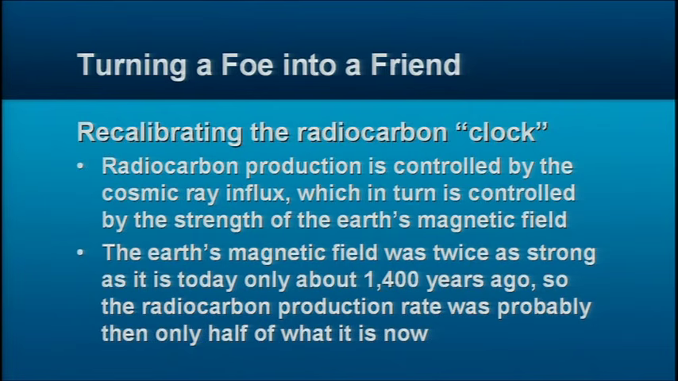What about radiocarbon? Remember, radiocarbon production is controlled by the cosmic ray influx, which is in turn controlled by the Earth's magnetic field. If the Earth's magnetic field was twice as strong 1,400 years ago as it is now, which other evidence indicates it was, that means the radiocarbon production rate was half of what it is today, back then. And that means if we go to the flood 4,300 years ago or so, the radiocarbon production rate was very, very much less than what it is today.